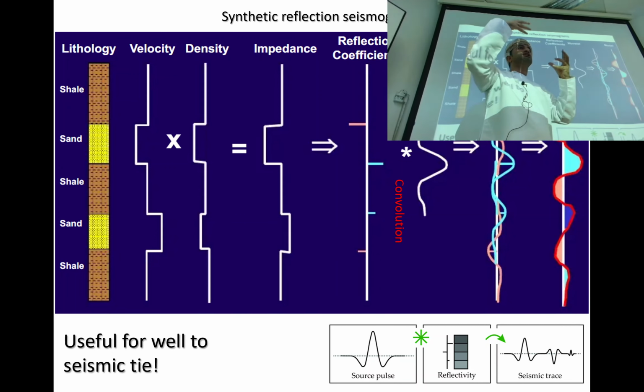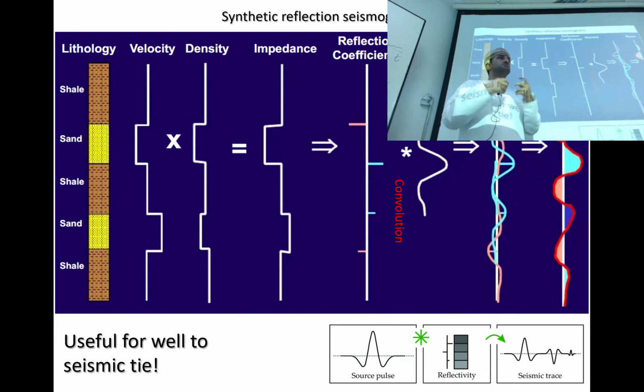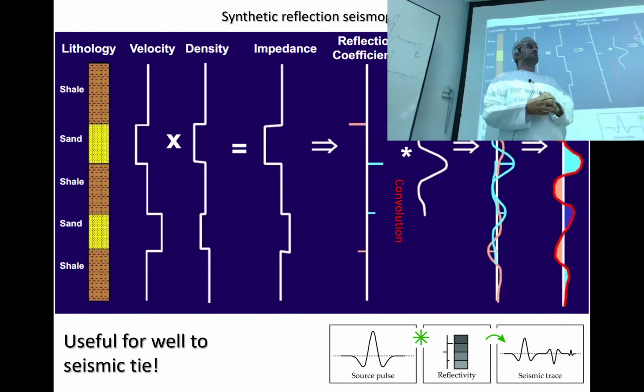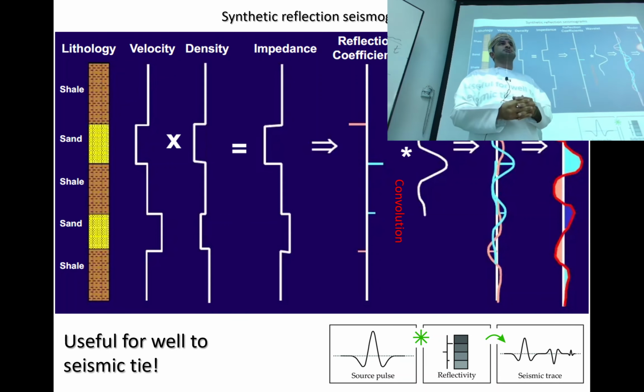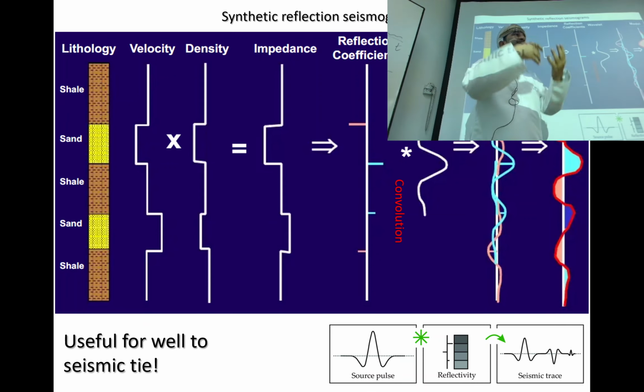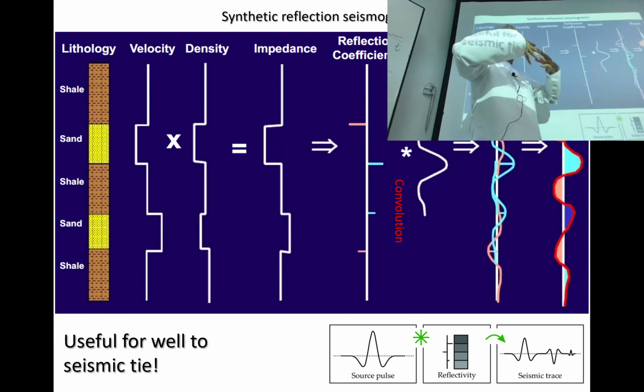Which one has better resolution, the well or the seismic? Of course the well. Which one covers a much bigger area? Seismic. Which has higher uncertainty, the well or the seismic? Seismic has a higher uncertainty. So we do this tying.